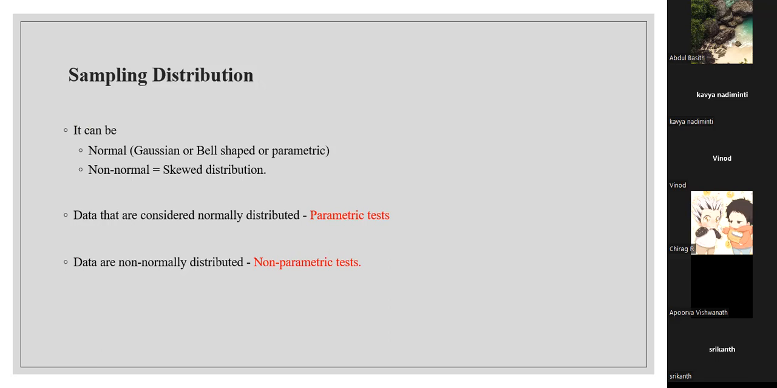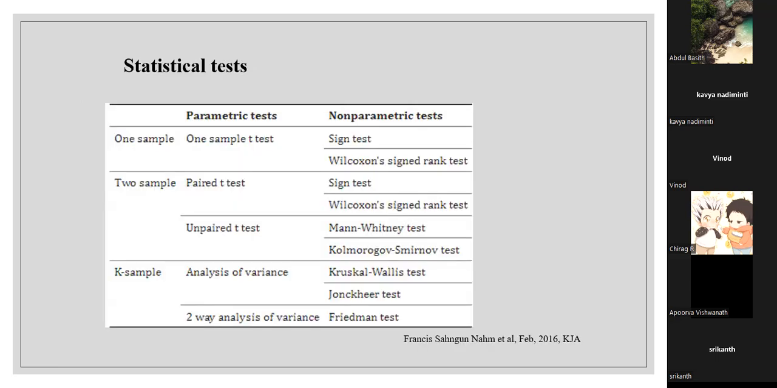Okay. The sampling distribution can be normal or non-normal. Normal distribution is known as Gaussian, bell-shaped, or parametric distribution, and non-normal is a skewed distribution. The parametric test is used for normal distribution curves, and the non-parametric test is used for non-normally distributed curves. The different statistical tests include parametric and non-parametric tests. I'm going to explain them in the further slides.